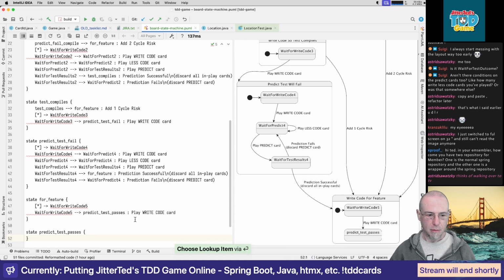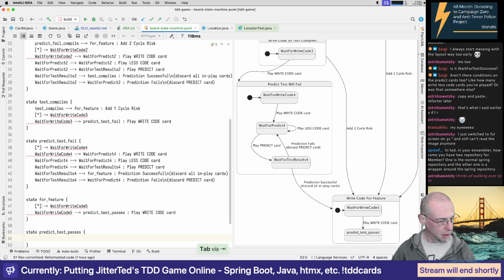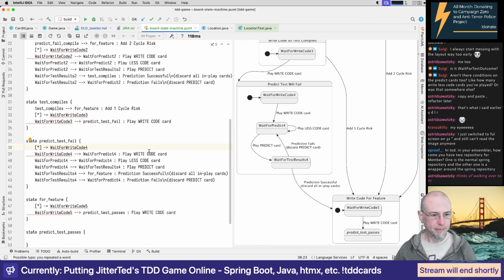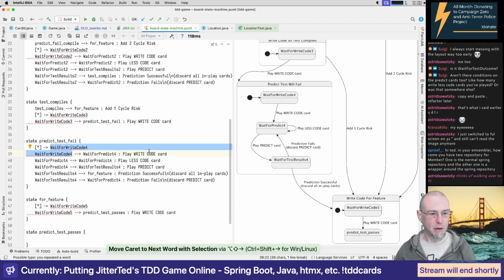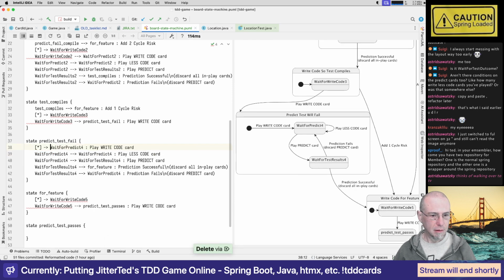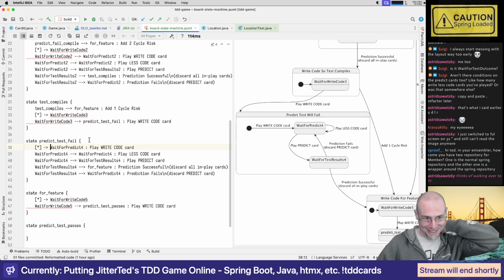And while you're in this state, now we're sort of back to this mode. This isn't wait for write code. This is wait for predict. I think I got that wrong everywhere. Yeah. Need a bigger monitor.